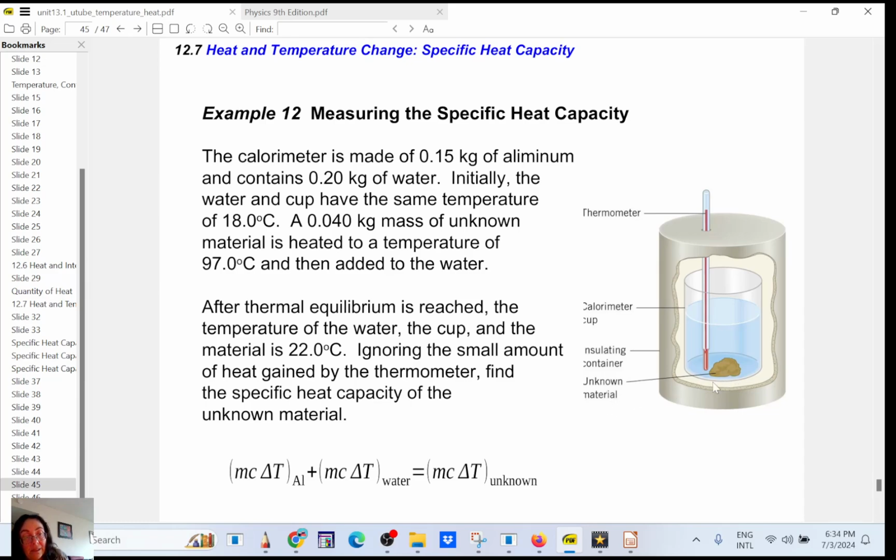In the case here, you have a cup of aluminum and you have water, and the whole thing is insulated. So you place something very hot, or something that you burn, inside. The amount of heat lost by this substance is going to be transferred as energy, as heat, from that substance to the water or to the aluminum cup.